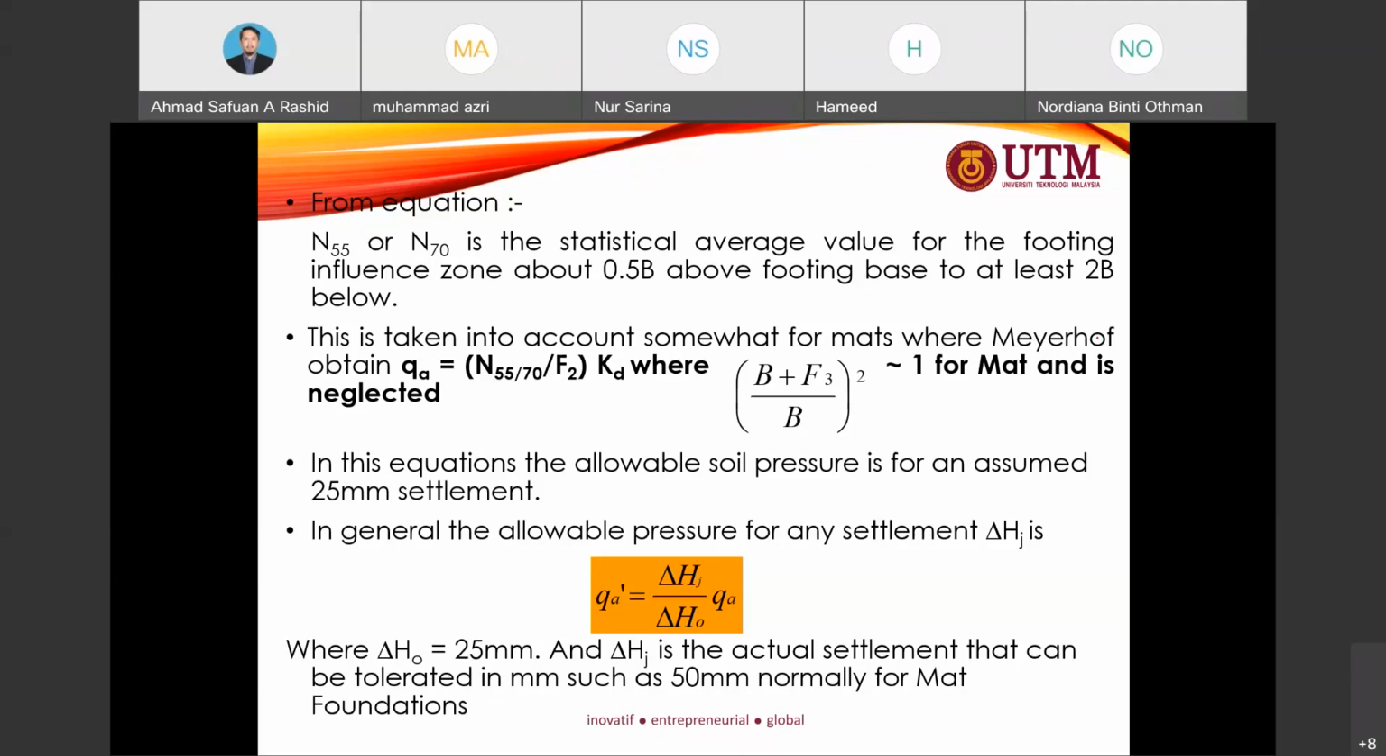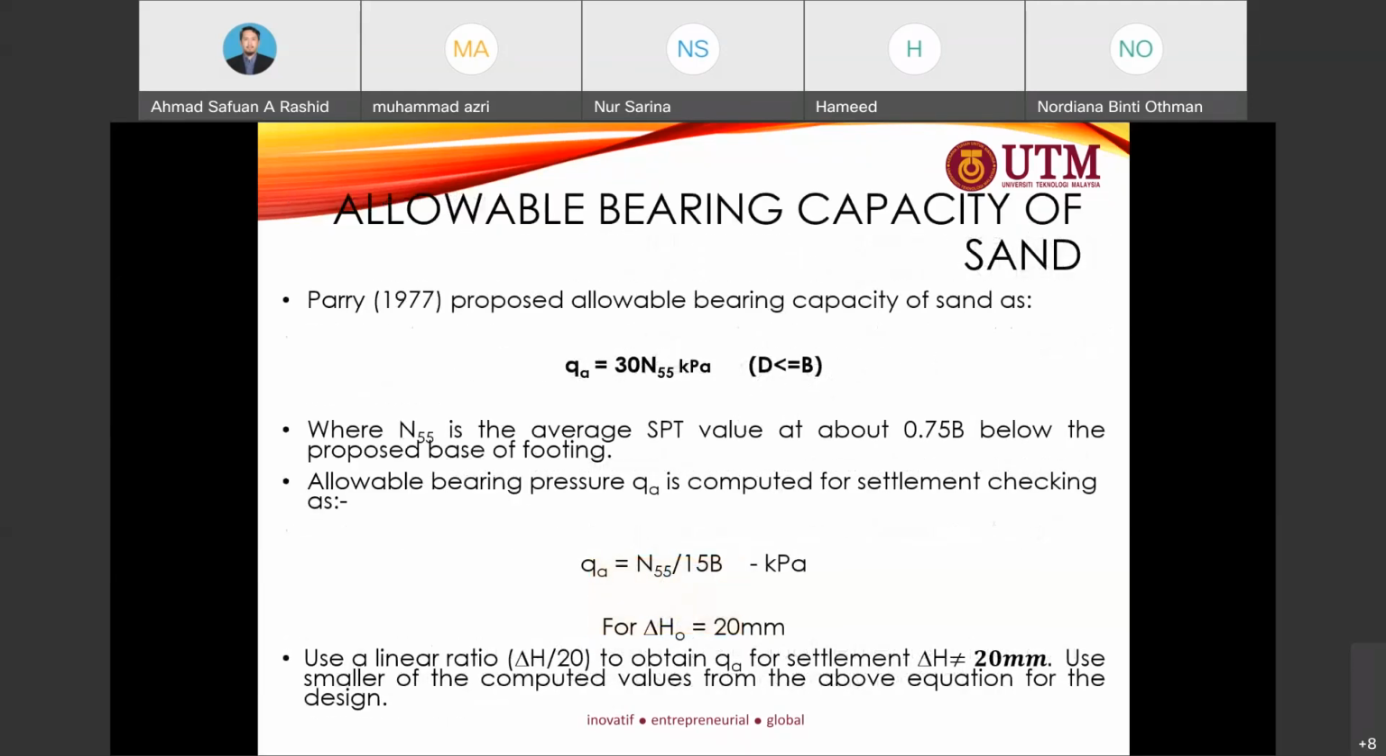Then for the sand, by using the SPT, this is the value for the QA, equal to 30 times N55, where N55 is the average SPT value of about 0.75 B below the proposed base of footing.